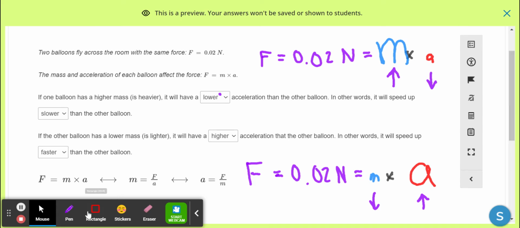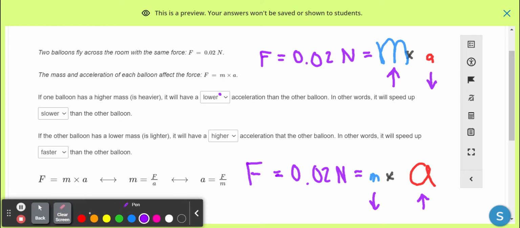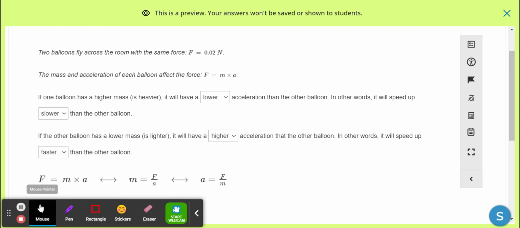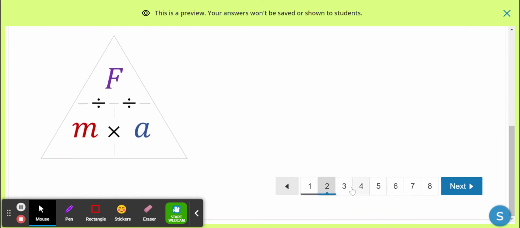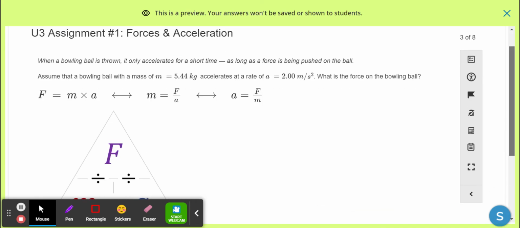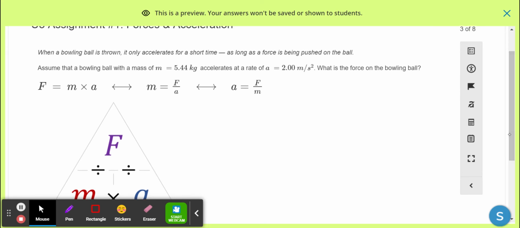So let's look at some more examples. Clear the screen here. Starting to get the hang of that. Speaking of bowling balls, assume that a bowling ball with a mass of 5.44 kilograms accelerates at a rate of 2.00 meters per second squared. What is the force on the bowling ball?